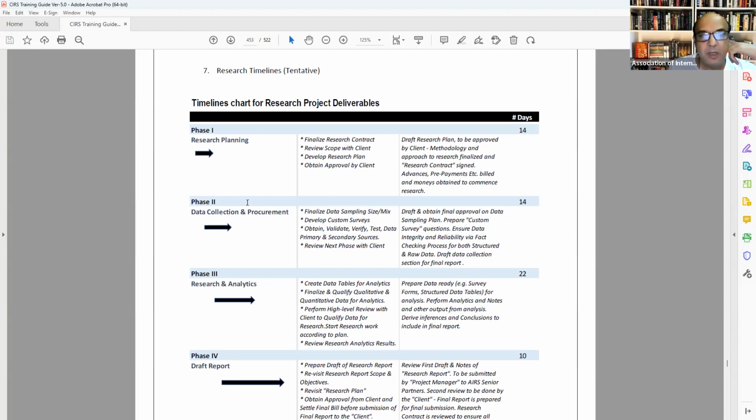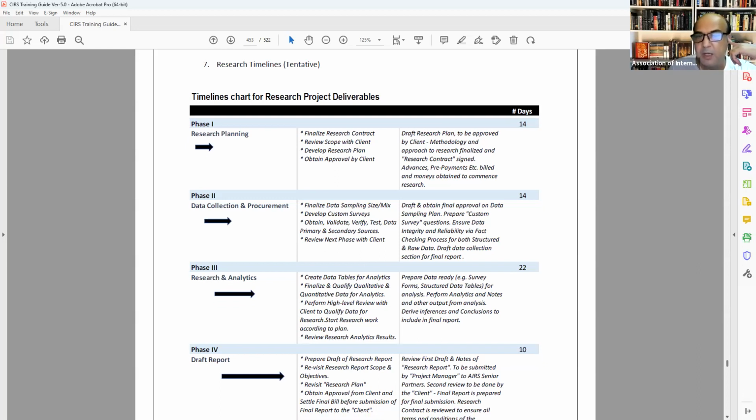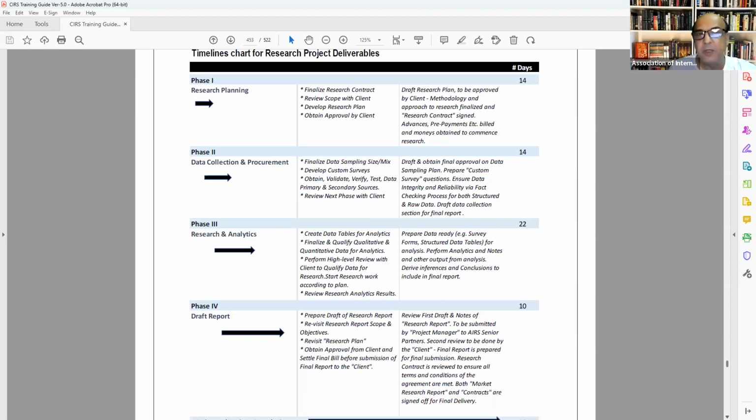Okay. Then in the second phase, data collection and procurement, finalize data sampling, develop custom surveys, obtain validation, and so on. So the second phase would take 14 days. Then comes the third phase where you're going to actually, once you've collected the data, you're going to do research and analytics, 22 days. Phase 4 draft a report, 10 days. So it's giving the client the idea of different stages or different phases where you have these milestones you will be covering.